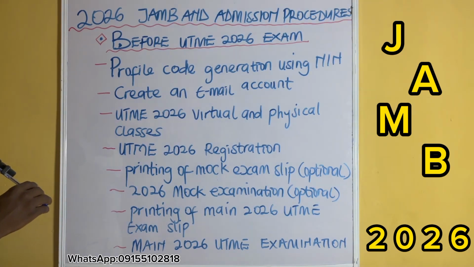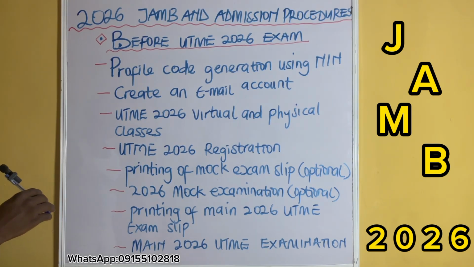So after you have registered, the next thing is to print your mock exam slip for those who want to write mock, which is optional. The mock exam slip will contain your mock exam venue, the exam time, the exam date, your picture, and some other personal data. And the next thing is the 2026 mock exam, which is also optional. After you have known your exam date, time and venue for the mock, you go down there to the civic center to write the exam. And I think after 2 or 3 days, you're going to see the result for your mock.